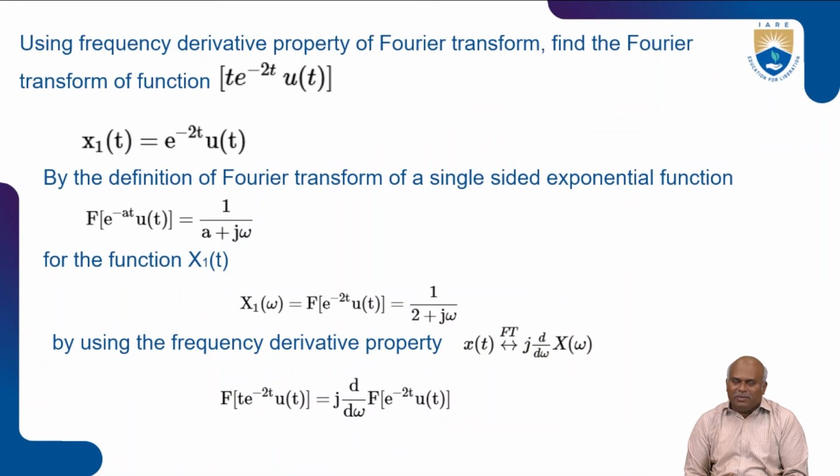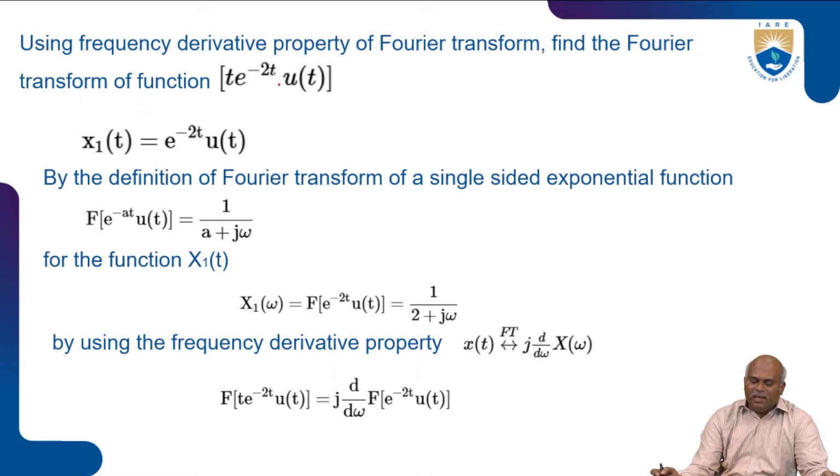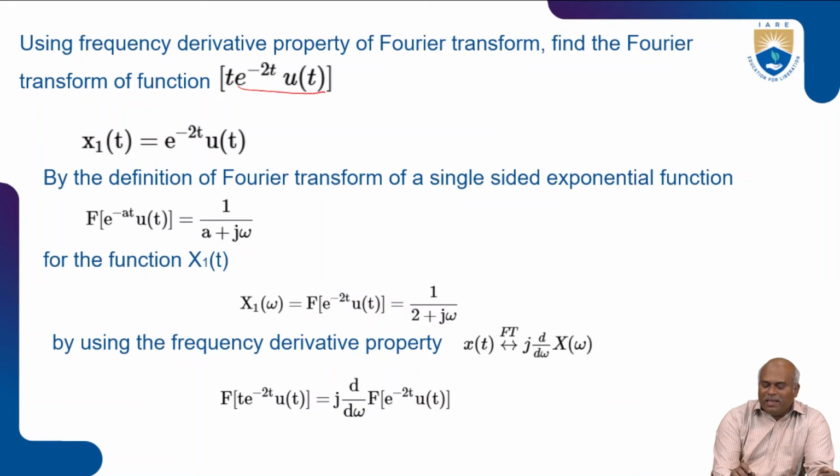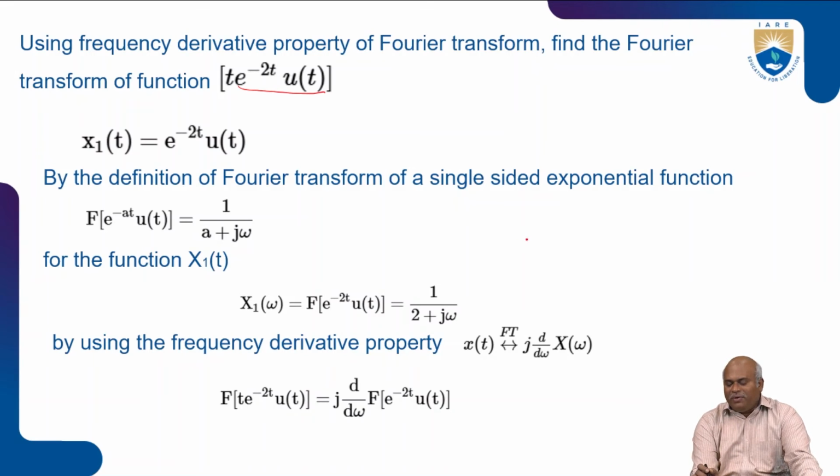Here I take a numerical example for the frequency derivative property of the Fourier transform. Find the Fourier transform of t e^(-2t) u(t). So I take x1 of t as e^(-2t) u(t), because I need to prove the differentiation property in the Fourier transform. Already we studied the Fourier transform of the single-sided exponential function.